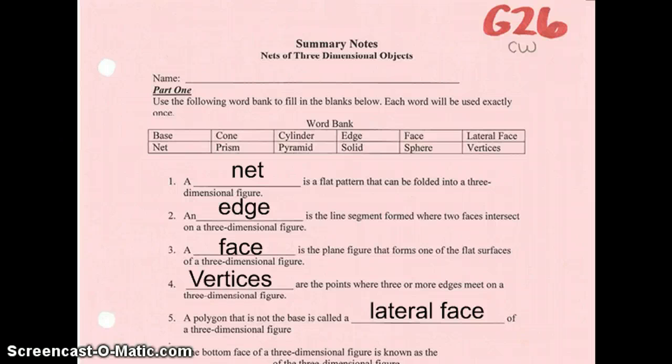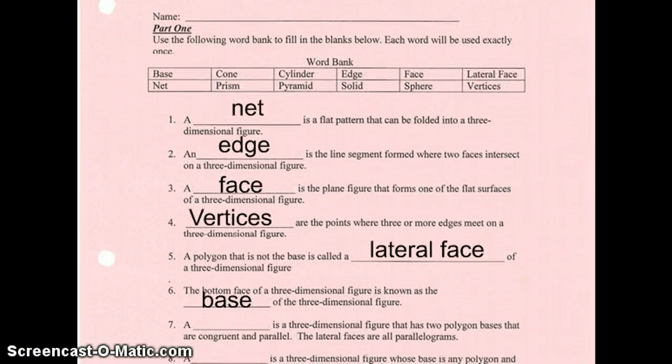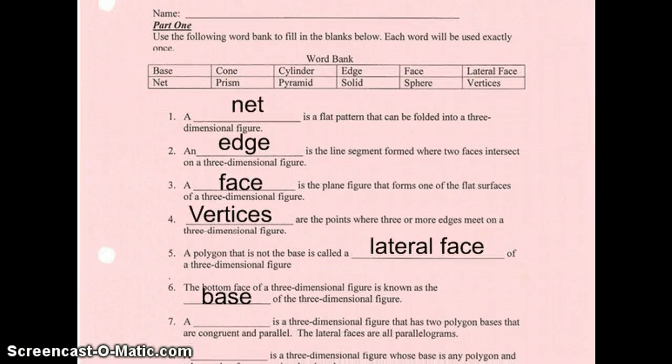A polygon that is not the base is called a lateral face of a three-dimensional figure. So these would be all of the polygons that do not make up the base, but they are the other parts of the three-dimensional figure. The bottom face of a three-dimensional figure is known as the base of the three-dimensional figure.